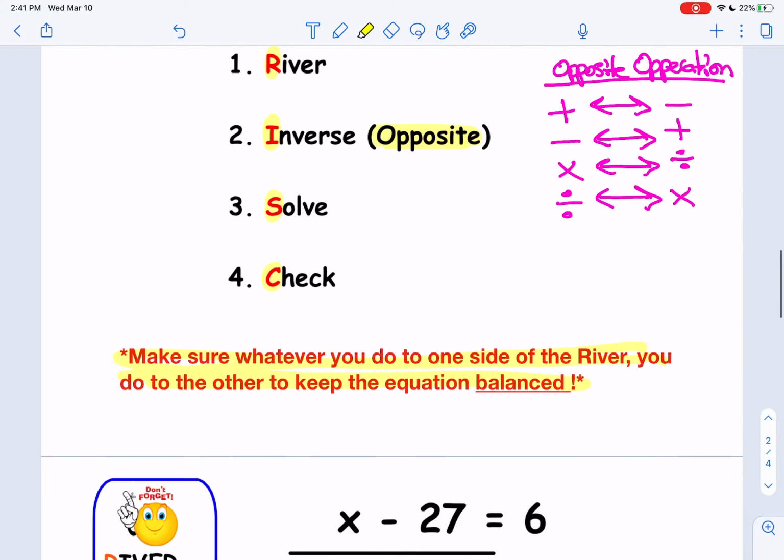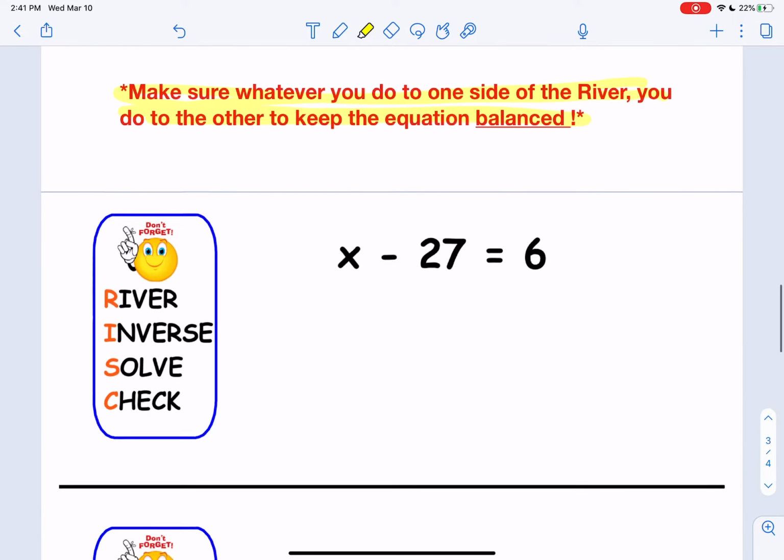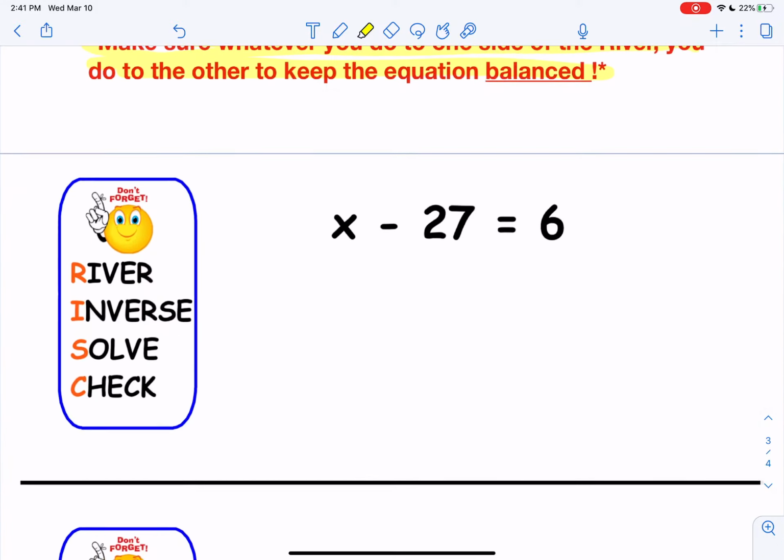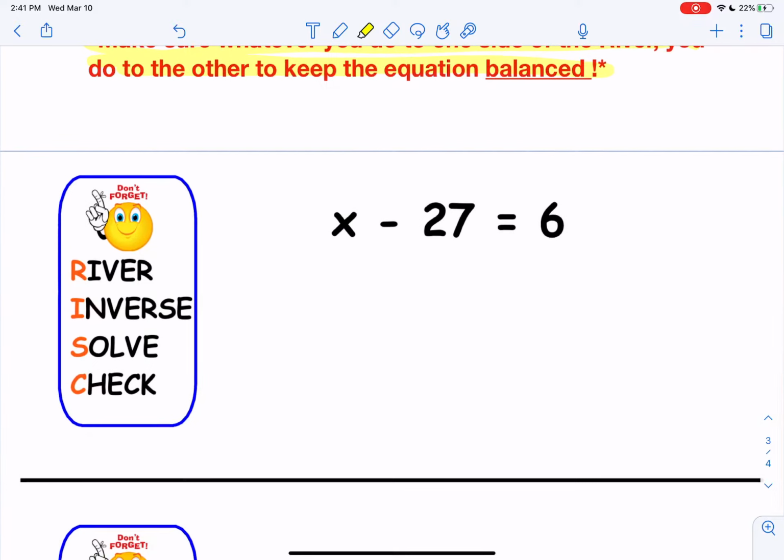Okay? So let's take a look at our first example. Here we have x minus 27 equals 6. So remember, we're going to do the RISC method. So we start off with the river. Now, the river, there's different ways you can do it. Some people actually like drawing kind of a river shape. Another thing you could do is just use lines.